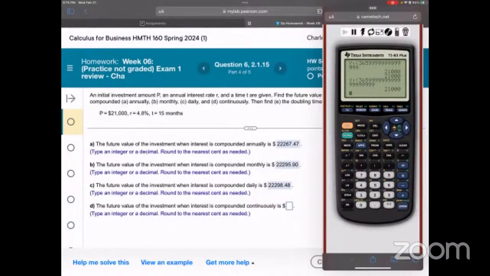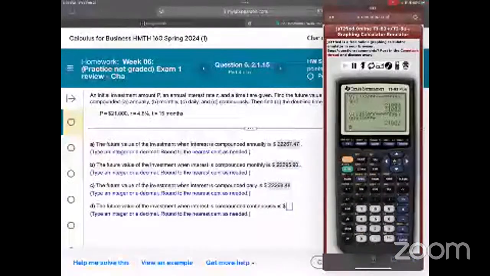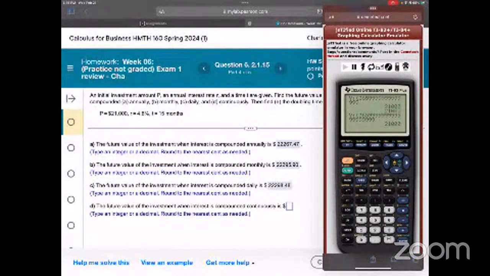210. It should be more. Like the first one was promising, but then those last couple of ones were not, so I'm not confident in that. It should be more because usually when you do more continuous, it's going to be more interest in a year. So that number looks off. So I don't think that works. So we're going to scrap that.